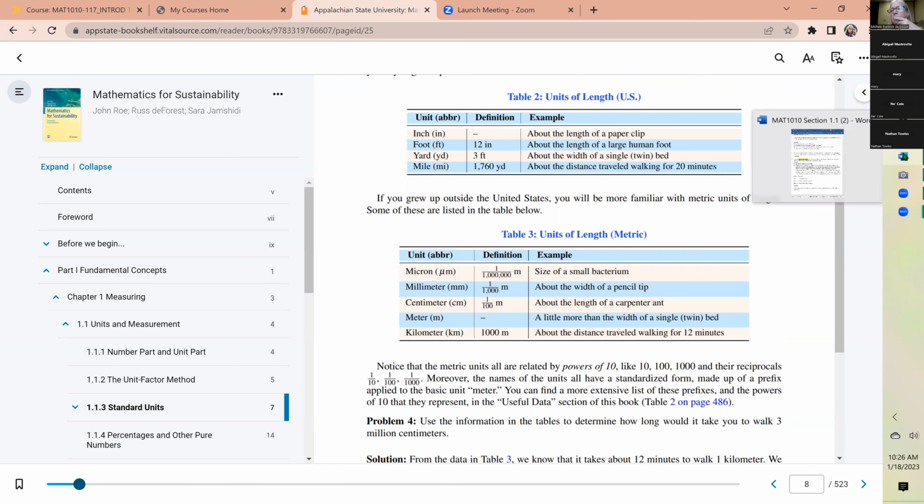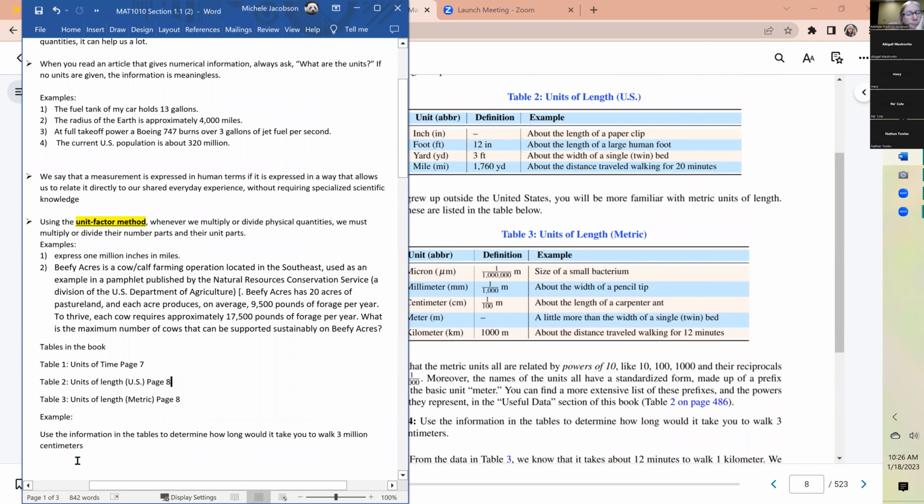Let's see. Use the information from the tables to determine how long it would take to walk 3 million centimeters.